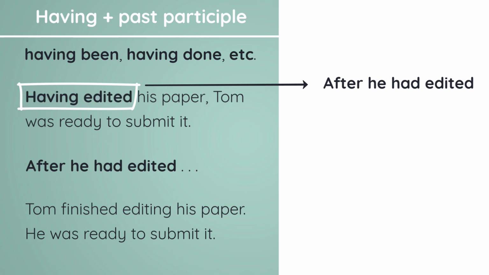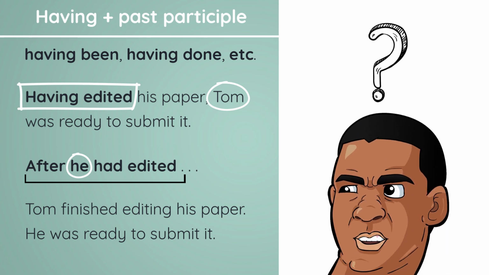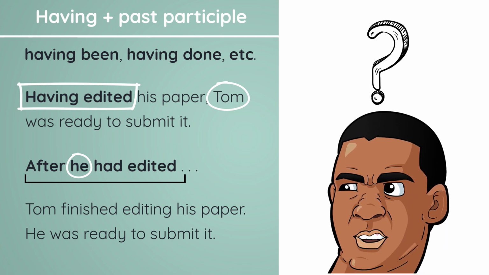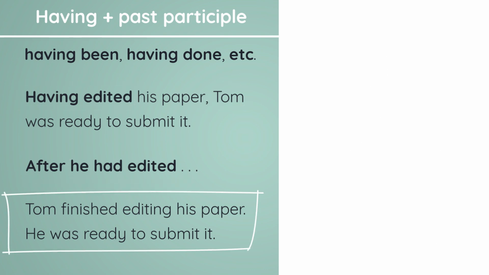It's also very important to understand that when you're using this participle in this kind of a structure, the understood subject, like he, must be the same as the subject of the next clause. You can't have this beginning with a different subject because people will not understand what's happening, who did what. Now, if you want to see it even simpler, I split the two clauses into separate sentences. Tom finished editing his paper. He was ready to submit it. These two sentences mean the same as this one sentence.